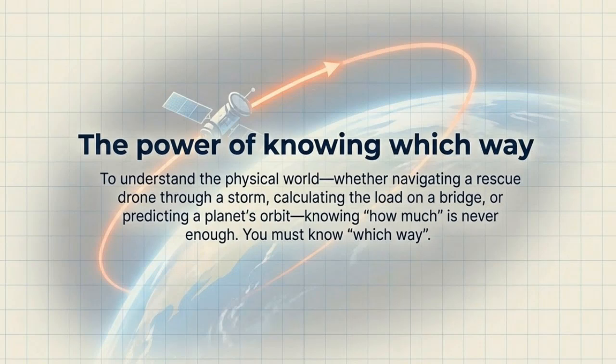Understanding the direction of a force or movement is crucial in many fields, from piloting rescue drones through severe weather to engineering safe bridges and accurately predicting planetary orbits. Quantifying an effect isn't enough on its own. Knowing which way something is going or how it's oriented makes all the difference. This insight helps us make better decisions, avoid errors, and create solutions that work reliably in the real world.